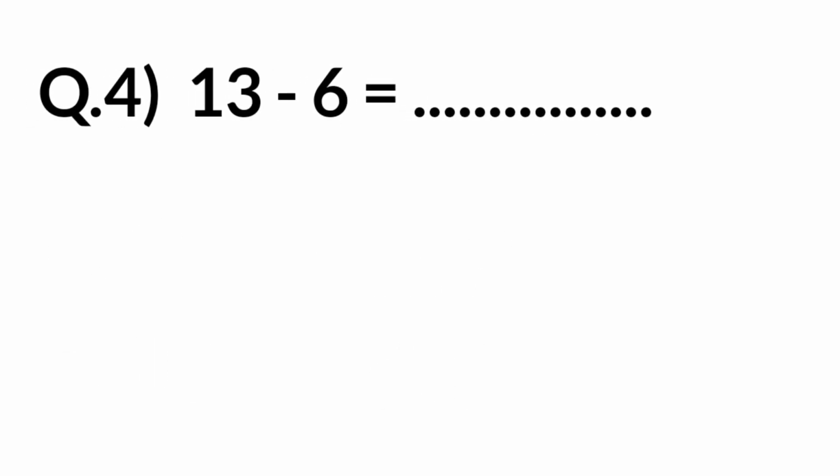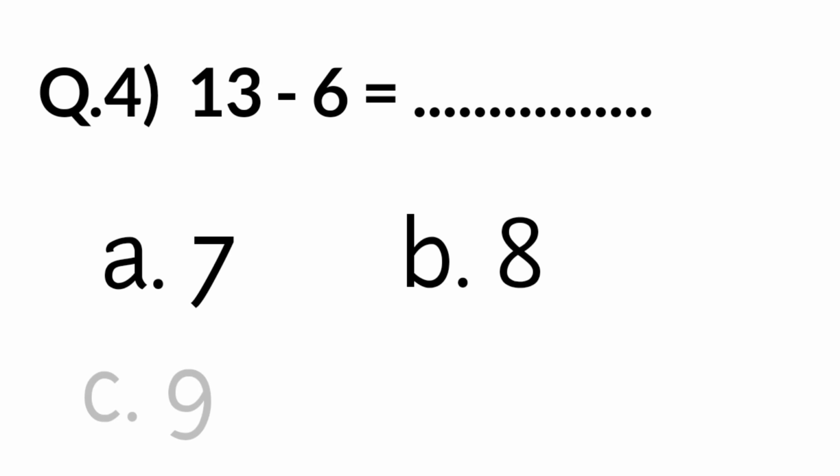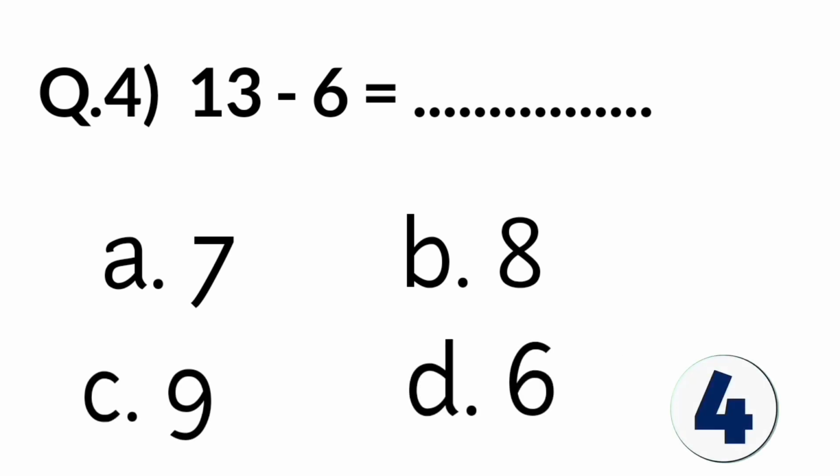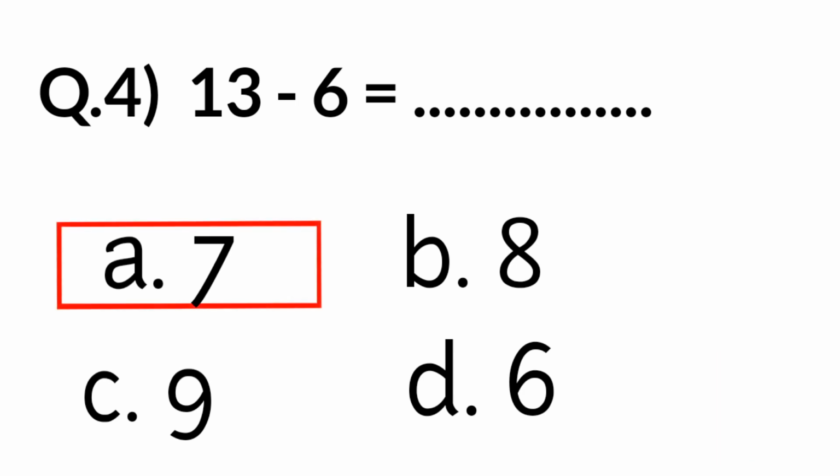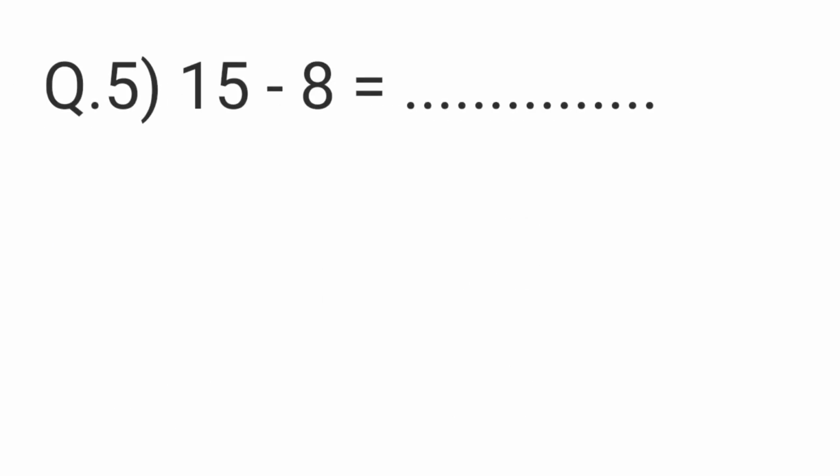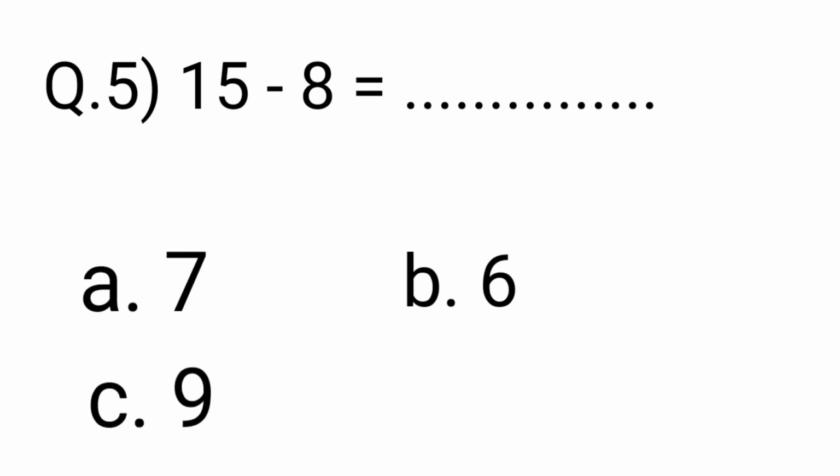Question number 4. 13 minus 6 is equal to option A 7, option B 8, option C 9, option D is 6. The correct answer is 7.